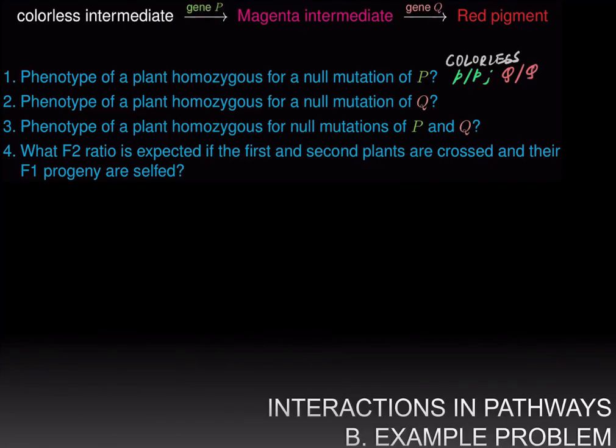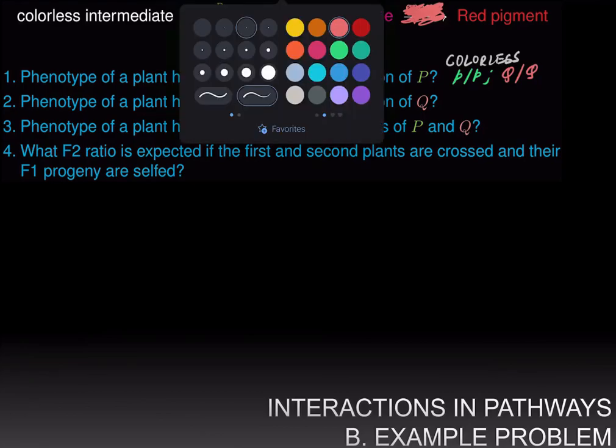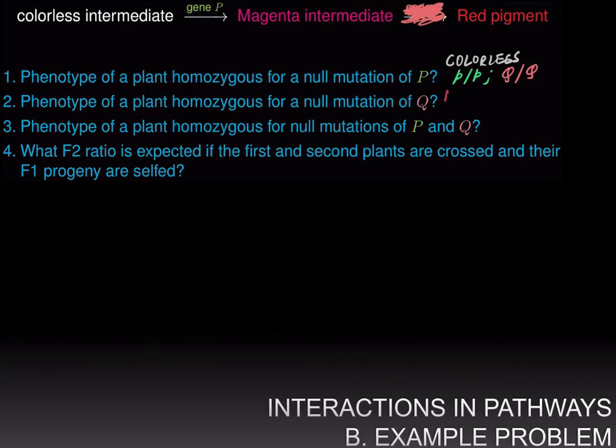Next, let's consider what would happen in an individual who is homozygous for a null mutation of Q. If you have a null mutation of Q and you're homozygous, that means you have no enzyme to convert the magenta intermediate into the red pigment, and therefore this individual is going to be magenta, and their genotype is going to be big P, little q, little q.